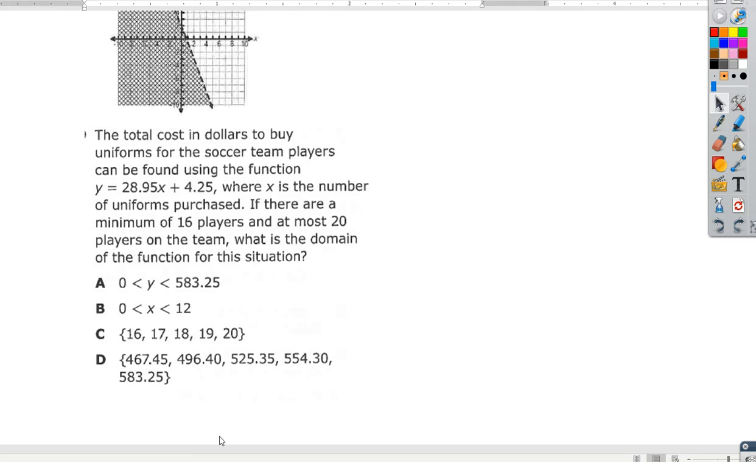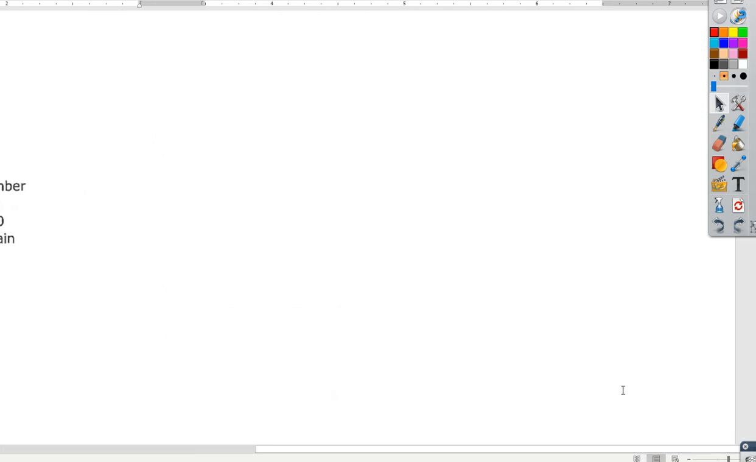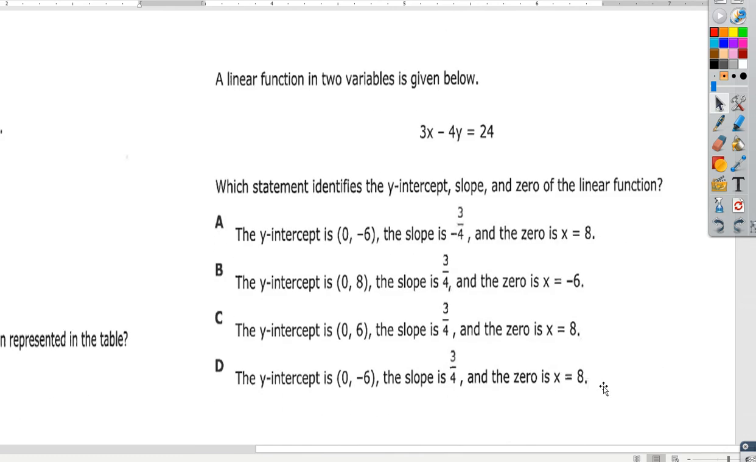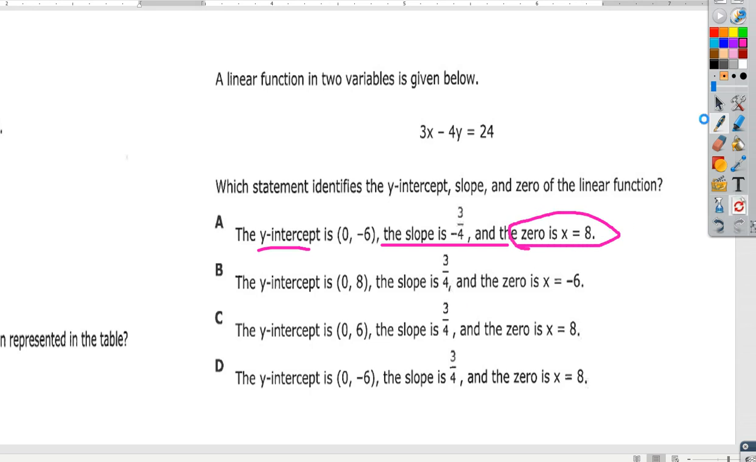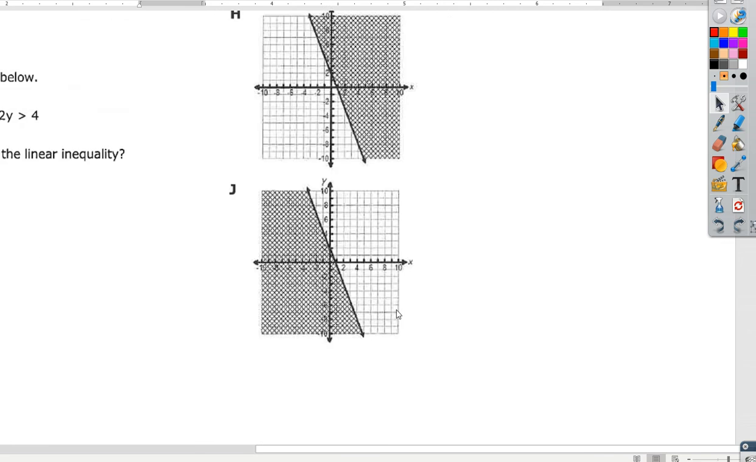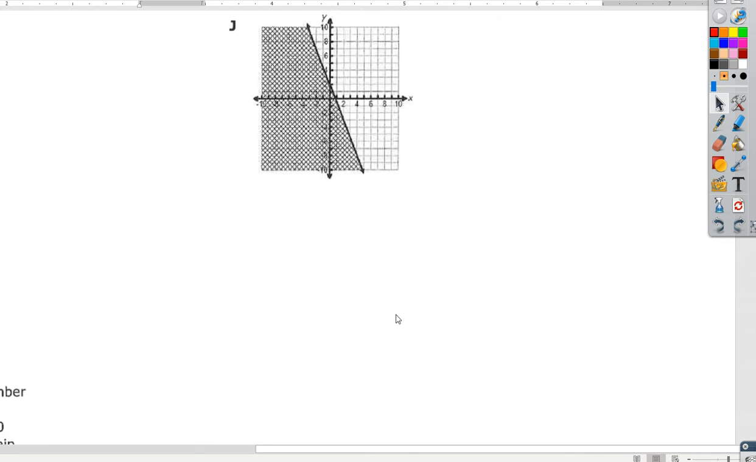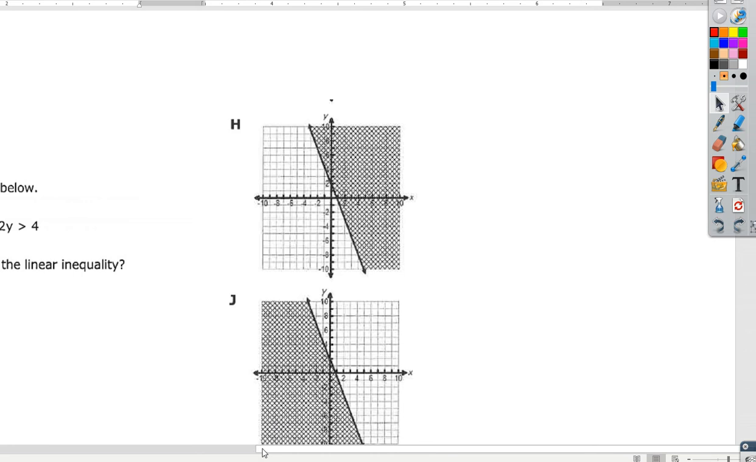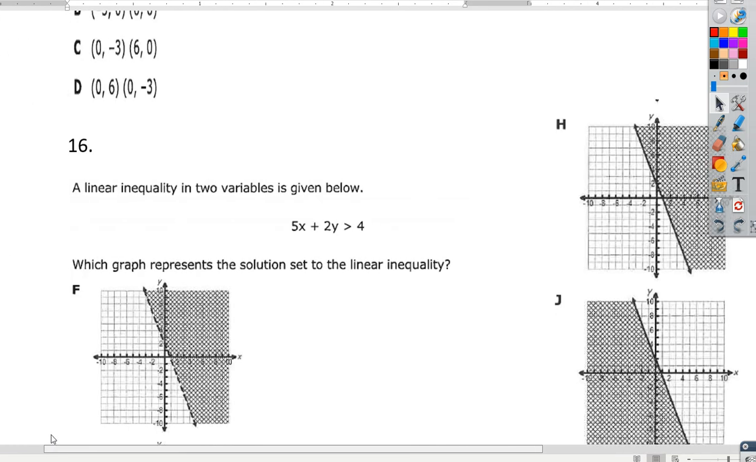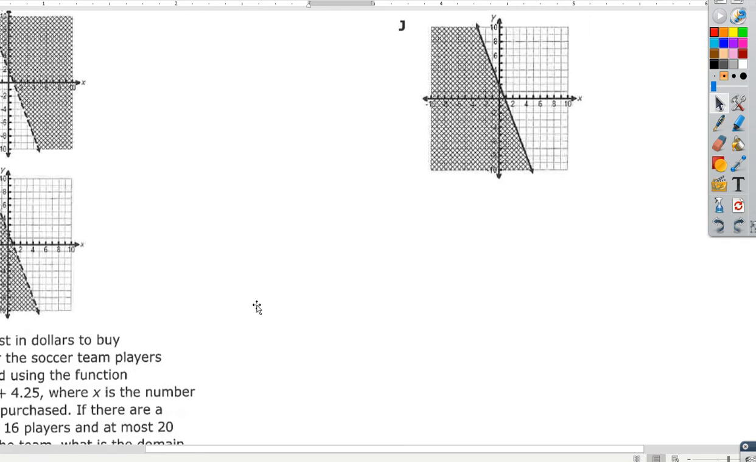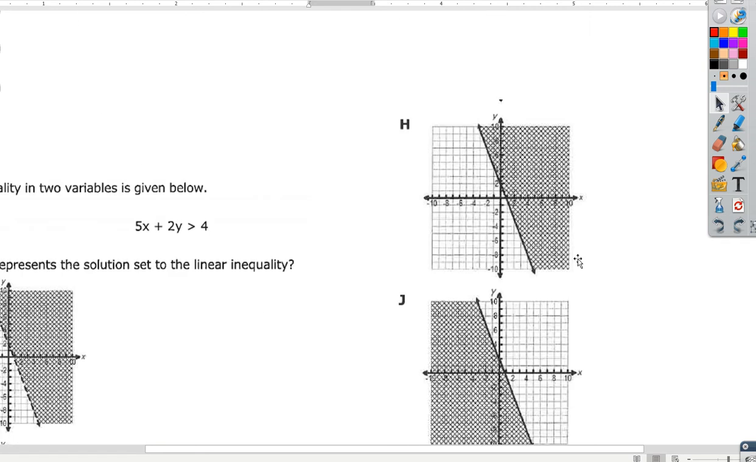All right. I'm almost done. I think I might make it through. Okay. Which statement identifies? Okay, same thing. Solve for y. You already know how to solve for y. Graph it so you can find the y-intercept. You'll find the slope and see where it crosses the x-axis. Okay, I'm not going to do it for you again. I know you can do it on your own. And I'm not sure where these graphs are coming from. Oh, those graphs are coming from number 16. Okay. Alright, so then we are done.